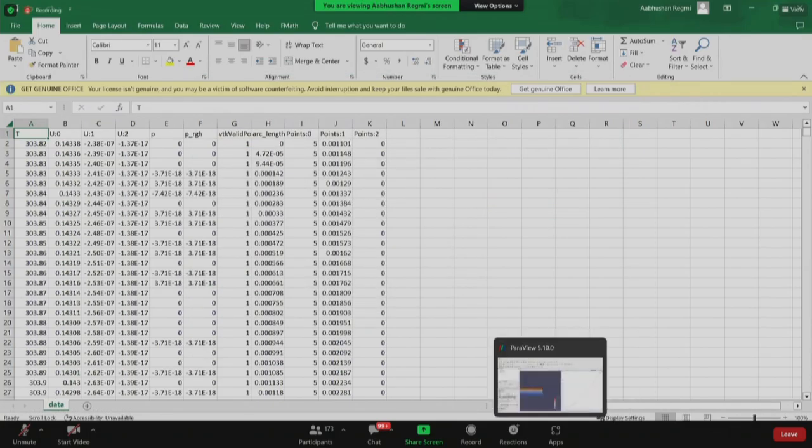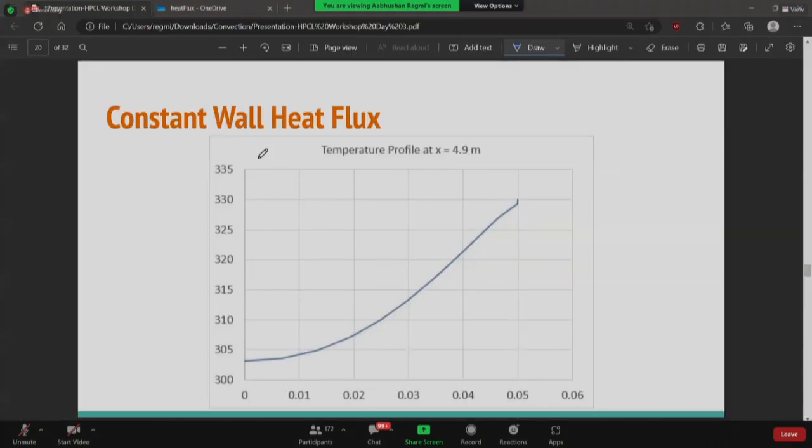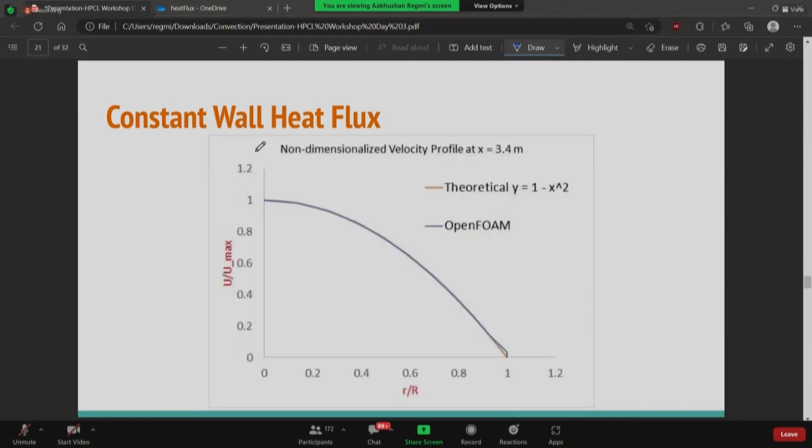So this was done by doing the same. I calculated wall heat flux, and this is the result of that. And this is the non-dimensional velocity profile. We have a theoretical non-dimensional velocity profile, y equals 1 minus x squared, and this is the one that is generated by OpenFOAM.